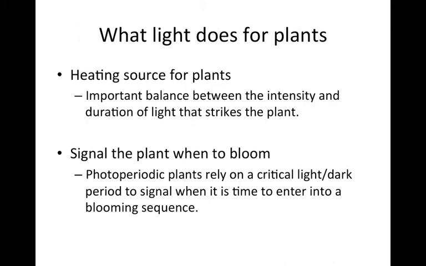Light also provides a heating source for the plants. It's an important balance between intensity and duration of light that strikes the plant that will determine the plant's overall temperature. The higher the light, the warmer the plant will be. Light may also signal the plant when to bloom. Photoperiodic plants rely on a critical light or dark period to signal when it is time to enter into a blooming sequence. This happens with plants such as mums and poinsettias.